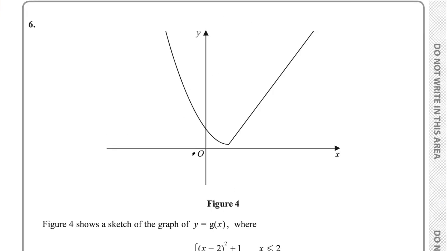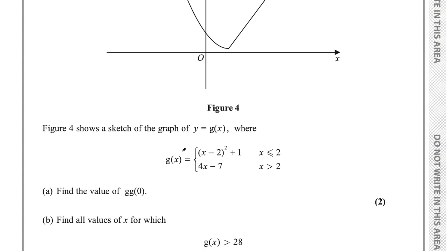Question 6 starts off with a diagram and it says figure 4 shows a sketch of the graph of y equals g of x, where g of x is equal to (x take 2) all squared plus 1 when x is less than or equal to 2, and g of x is equal to 4x take 7 when x is greater than 2. Part A says find the value of g of g of 0.